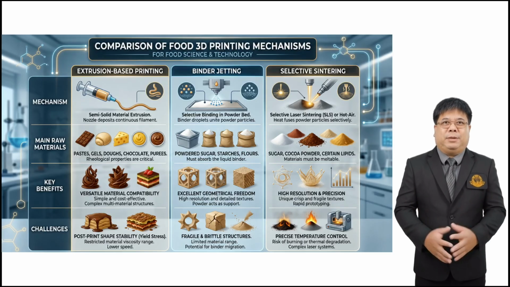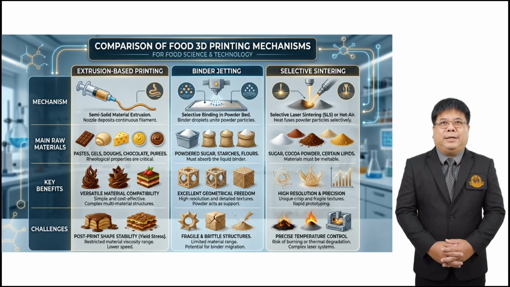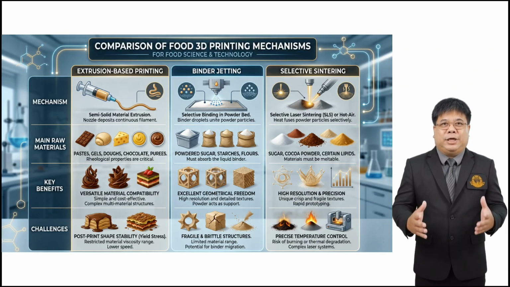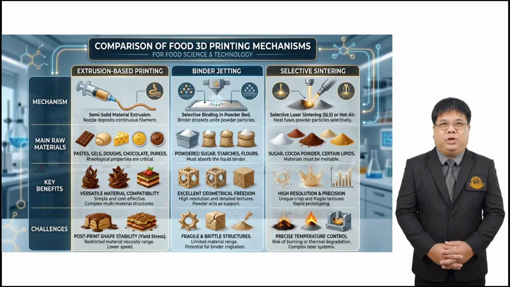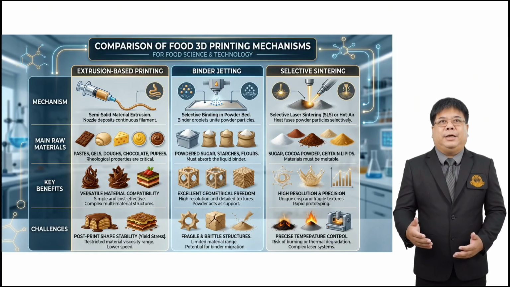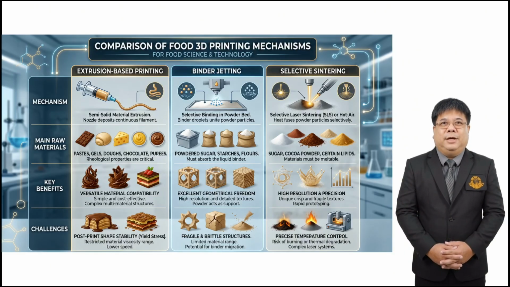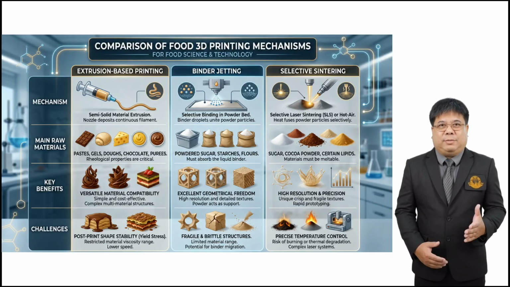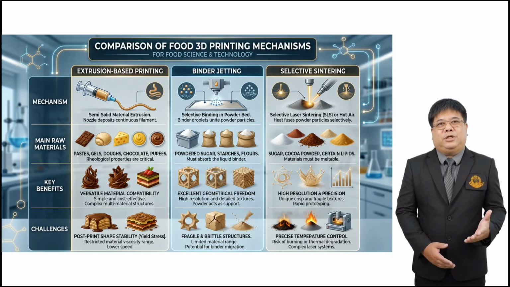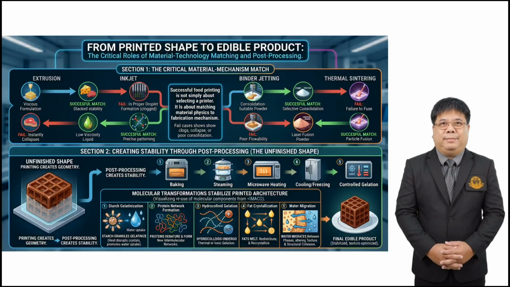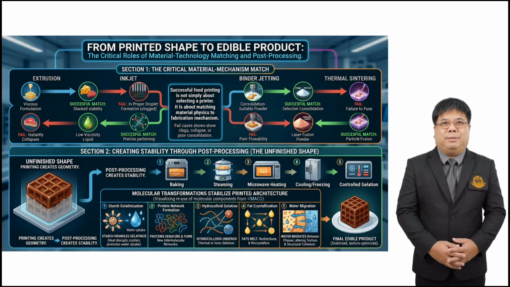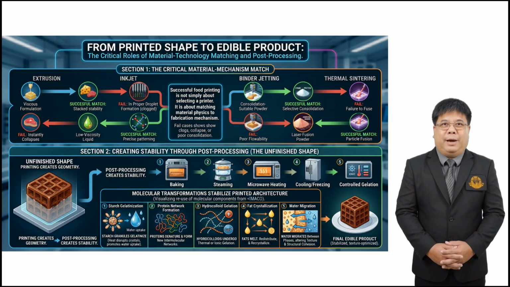Binder jetting uses yet another shaping mechanism. In this process, a liquid binder is selectively deposited onto a powder bed, causing local adhesion and solidification of particles. Powder flowability, particle size distribution, capillary penetration, and binder-particle interactions become the dominant engineering factors. This is fundamentally different from extrusion because structure emerges from selective consolidation of powders rather than filament stacking. Selective sintering uses localized thermal energy to fuse particles, often in sugar-rich or powder-based systems, where melting and resolidification define geometry. Each technology uses a different physical shaping principle, and because the physics changes, the material requirements change too.